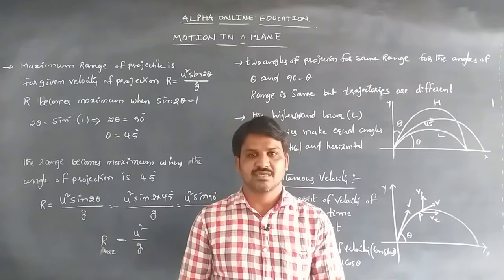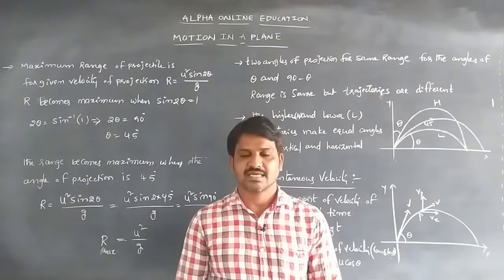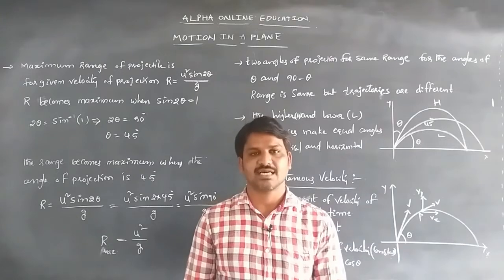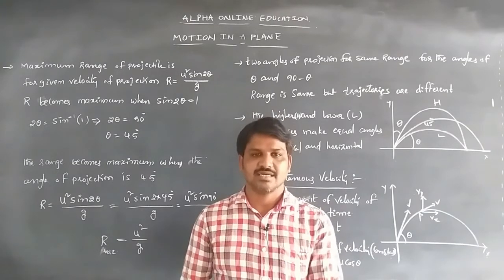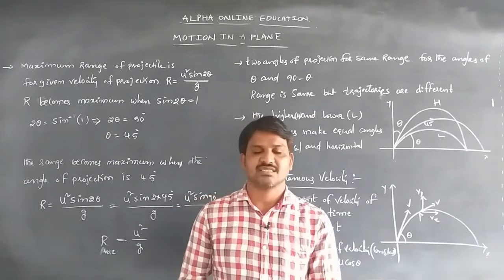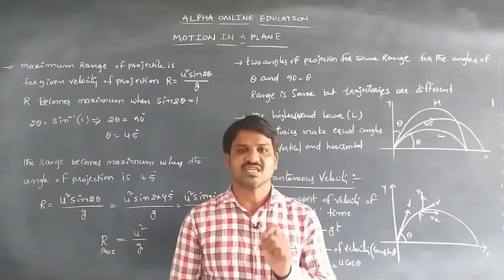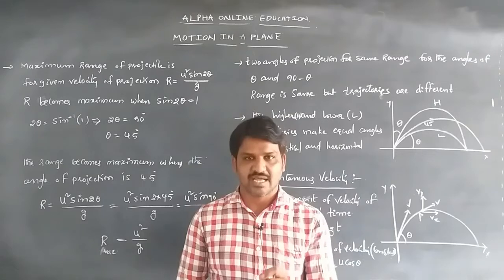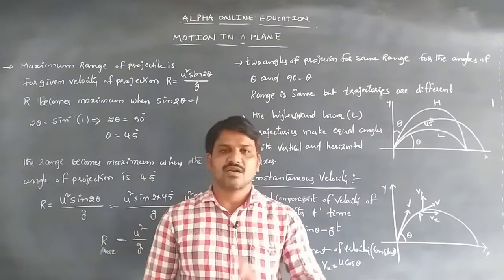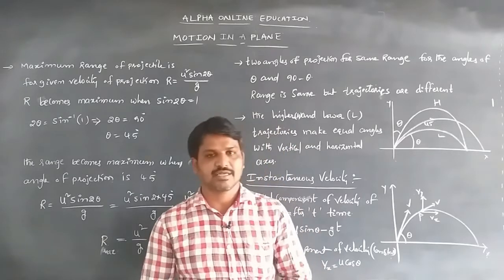The parameters are maximum height, time of flight, horizontal range, and time of ascent, which we can measure from that trajectory. So the parameters of projectiles are maximum height, time of ascent, time of flight, and horizontal range. We already derived the equations for these in the earlier video.